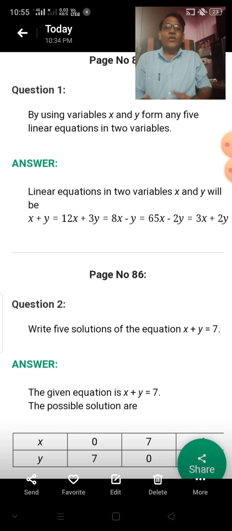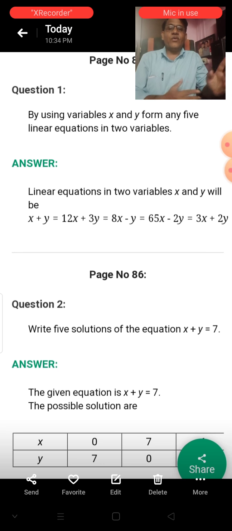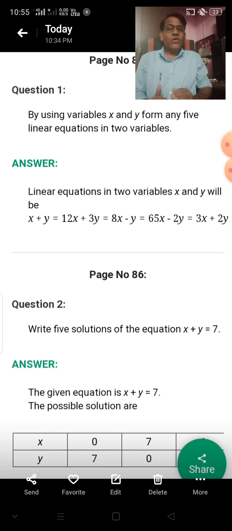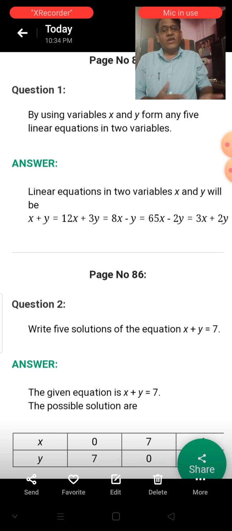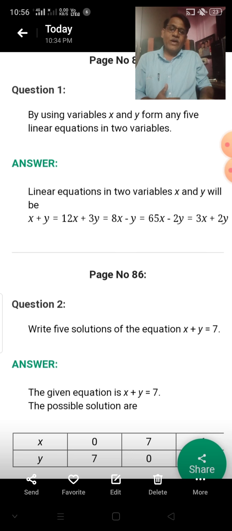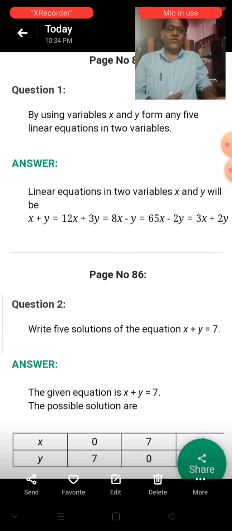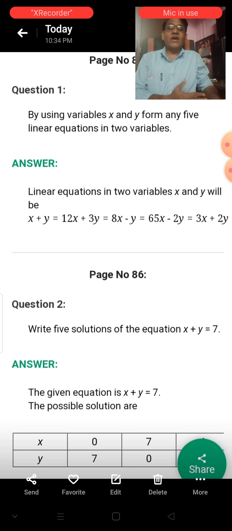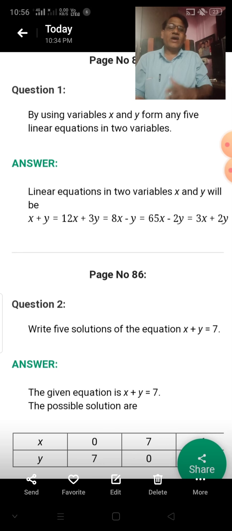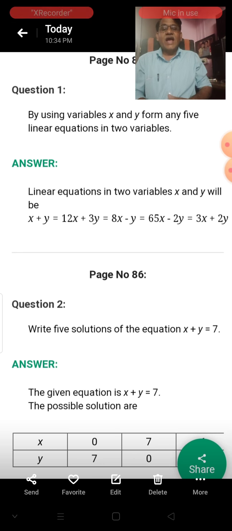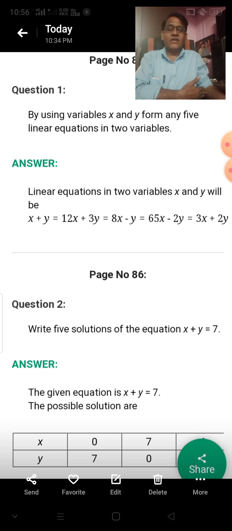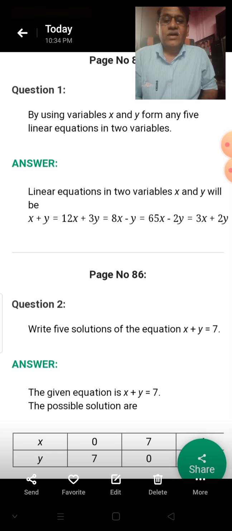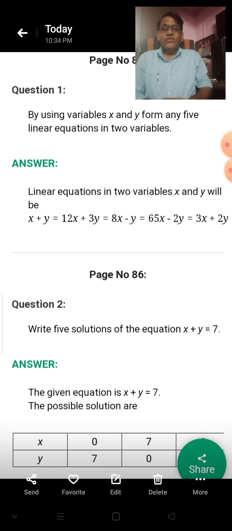You can imagine x is equal to 0, then you get y is equal to 7. If you imagine x is equal to 7, then you get y is equal to 0. If you imagine x is equal to 3, then you get y is equal to 4. When you imagine x is equal to 4, then you get y is equal to 3. Okay. If you imagine x is equal to 5, then you get y is equal to 2. If you imagine x is equal to 6, then you get y is equal to 1. In this way you can find any possible values of the given equation. The given equation is x plus y is equal to 7 and the possible solutions are given here.